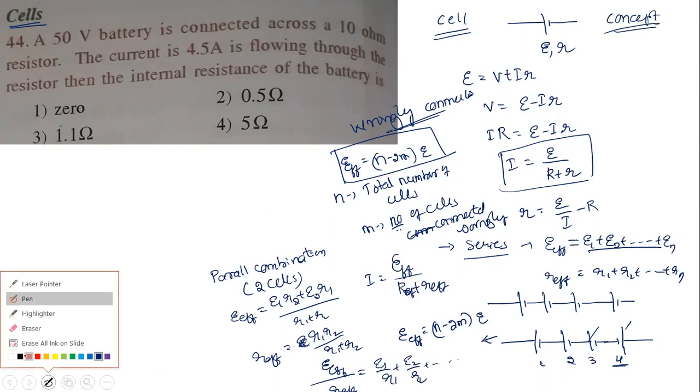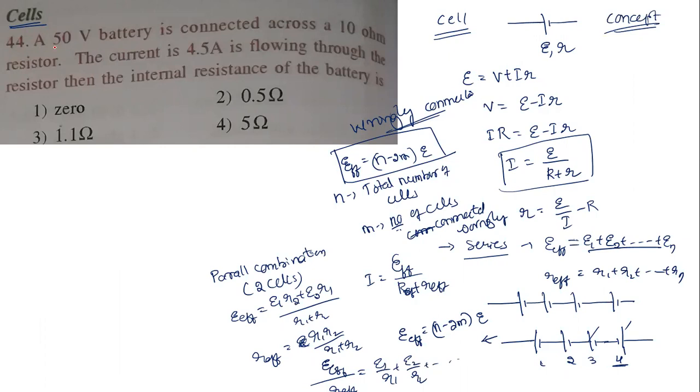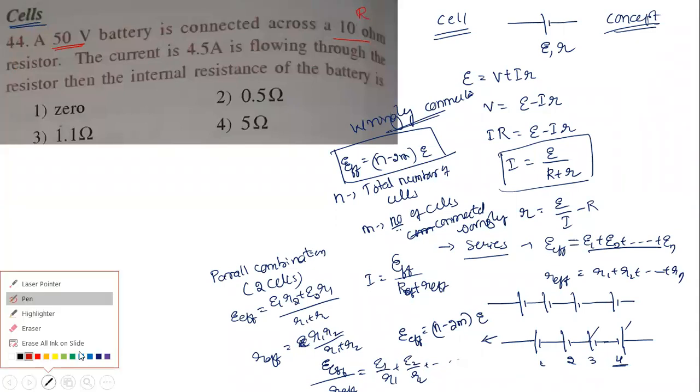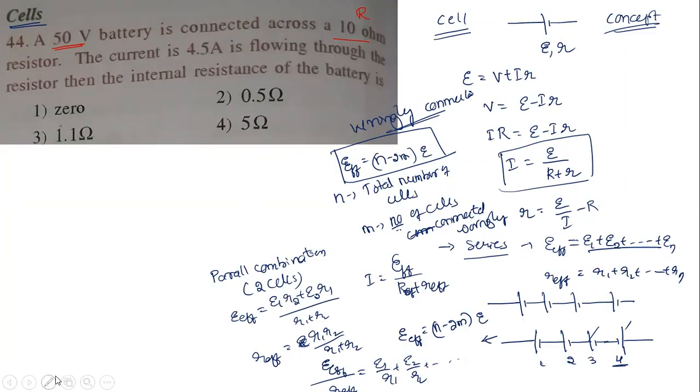Let me take a different color here. A 50-volt battery is connected across a 10 ohm resistor. This is what we call the external resistor R. This is the EMF. The current is 4.5 ampere flowing through the resistor. Then we need to find out the internal resistance.